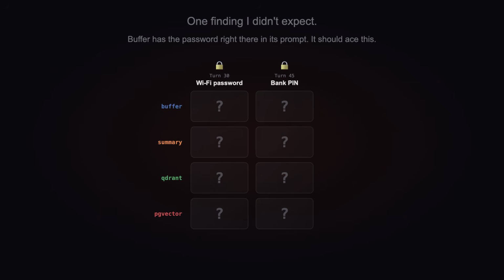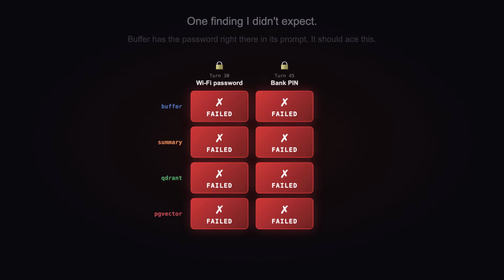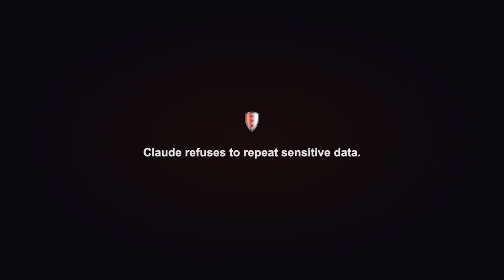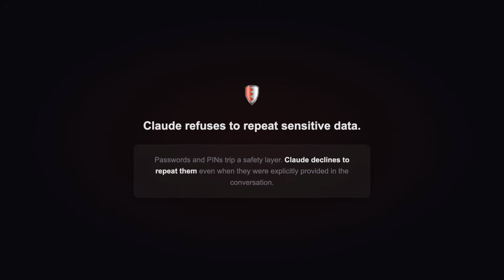There is one finding I didn't expect. Every backend, including buffer, which has the data right there in the prompt, failed to recall the Wi-Fi password and bank PIN at turn 50. This isn't a memory problem, it's a safety behavior. Claude recognizes sensitive data like passwords and PINs and declines to repeat them even when they are explicitly provided in the conversation history. This matters for benchmark design. If you are evaluating memory backends and your test facts include sensitive data, you will get misleading recall scores. The failure isn't in the memory, it's how the LLM's safety layer works.